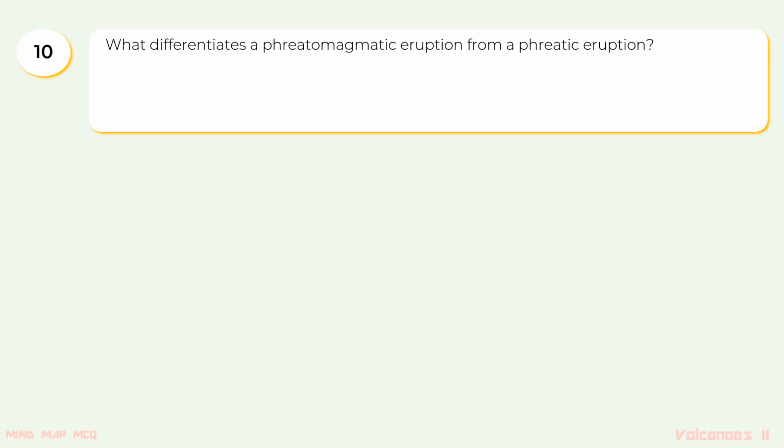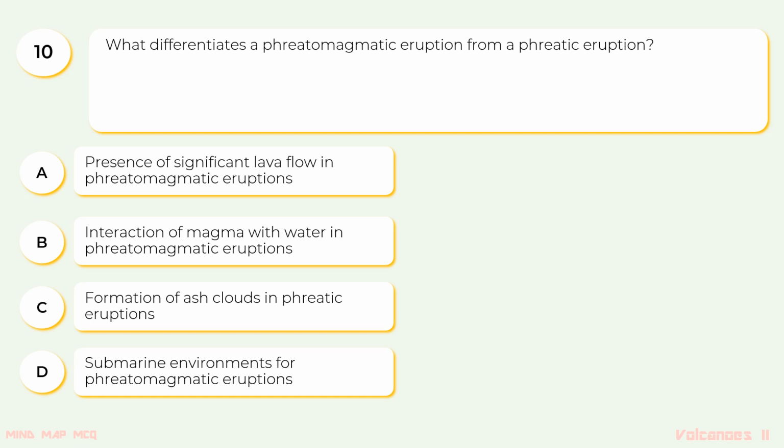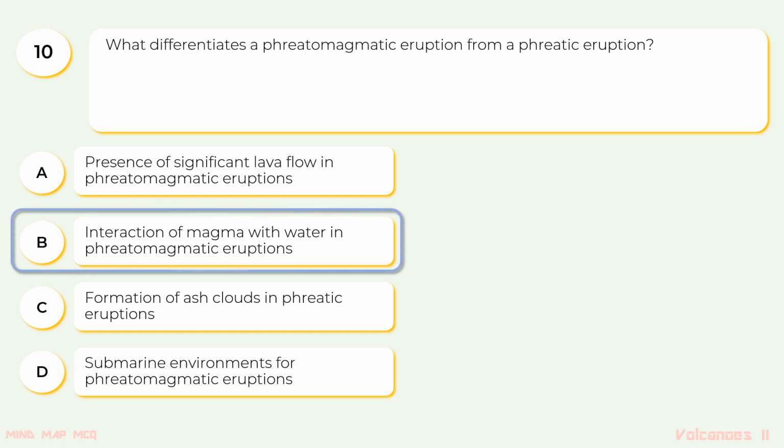10. What differentiates a phreatomagmatic eruption from a phreatic eruption? The options are A. Presence of significant lava flow in phreatomagmatic eruptions, B. Interaction of magma with water in phreatomagmatic eruptions, C. Formation of ash clouds in phreatic eruptions, D. Submarine environments for phreatomagmatic eruptions. The correct option is B. Interaction of magma with water in phreatomagmatic eruptions.